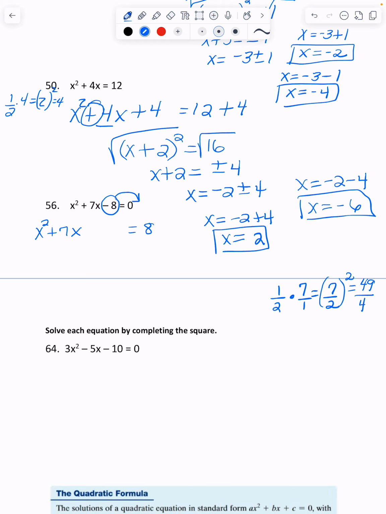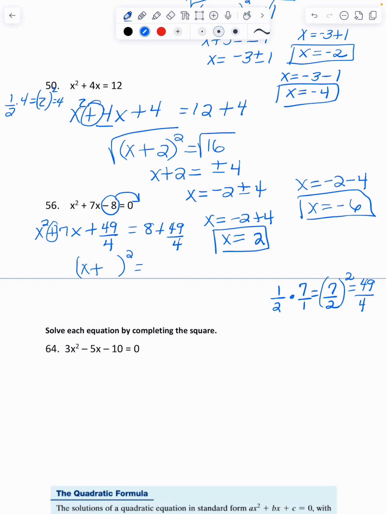So our steps were to take half of the middle number, half of 7 is 7 halves, and square that, and you're going to add it to both sides. Now remember, this is always going to factor as a perfect square trinomial. This will always tell me my sign, so I'm going to have a positive here.